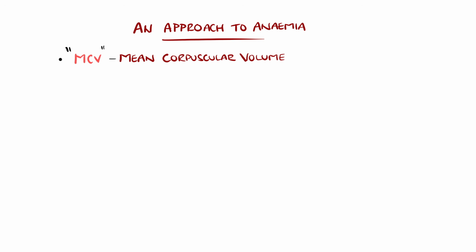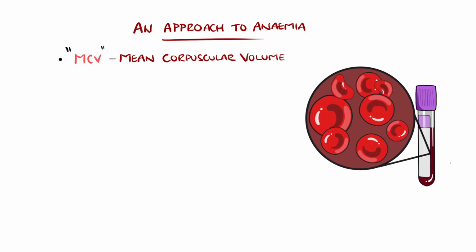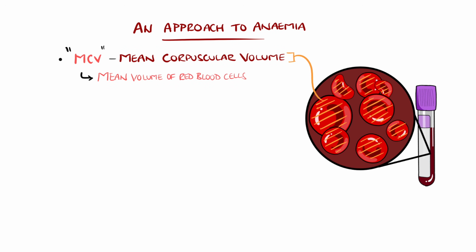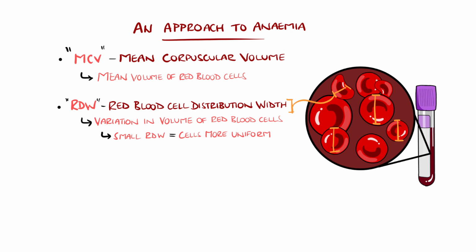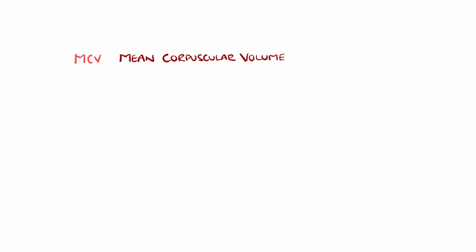The main way in which anemia is divided is the mean corpuscular volume, MCV, which is the mean volume of the red blood cells in a given sample, with different causes of anemia having a different effect on the volume. Another important metric to remember is the red cell distribution width, which is a measure of the variation in volume of the red blood cells. A large variation would mean that there are small and large cells in a sample, while a small variation would indicate that the cells are fairly uniform in size.